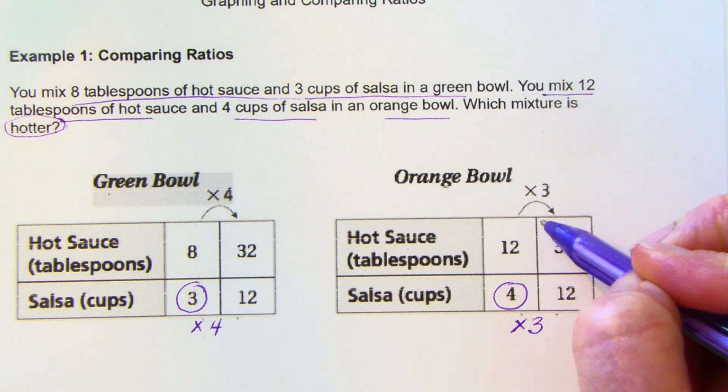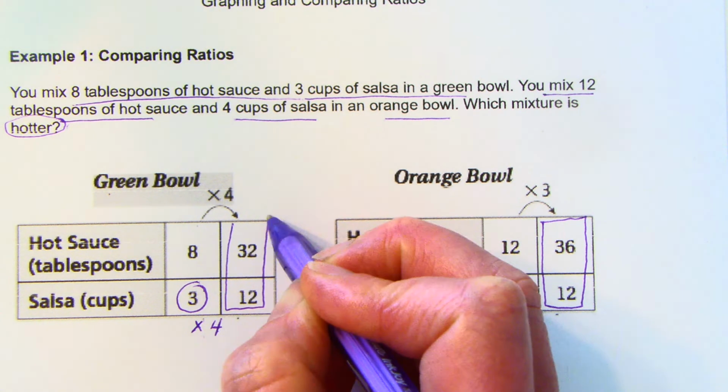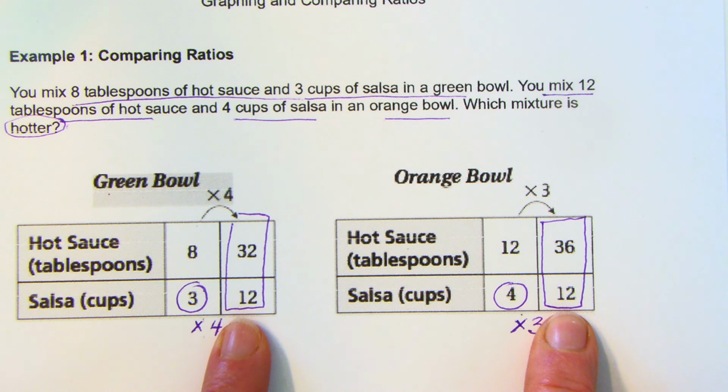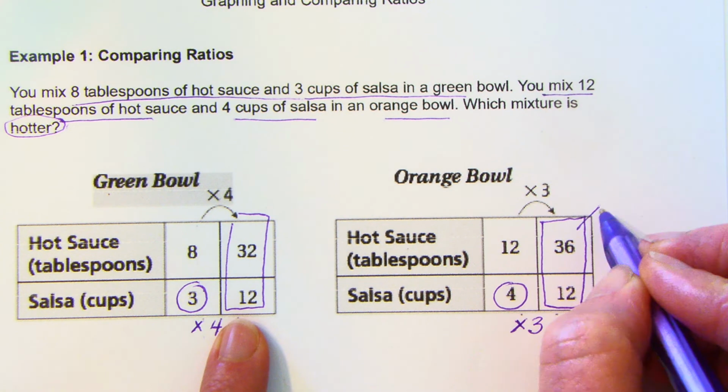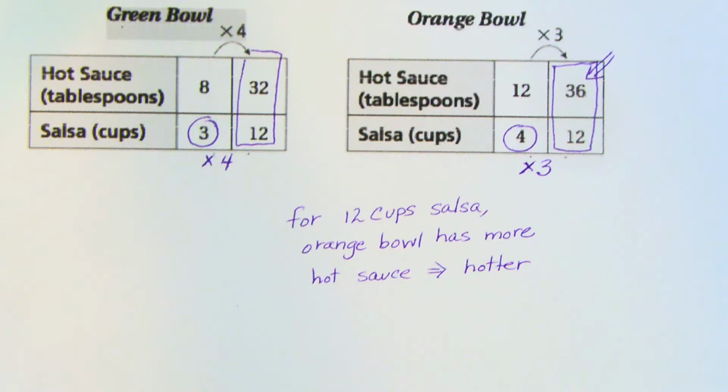And now I'm comparing this last column where I have the same number of cups of salsa. So when we have the same amount of salsa, which one has more hot sauce? Oh, this one has more hot sauce. Okay, so for 12 cups of salsa, the orange bowl has more hot sauce. So it is hotter.